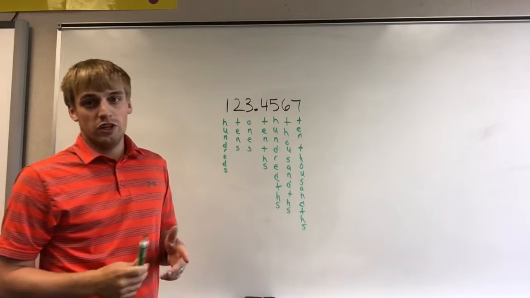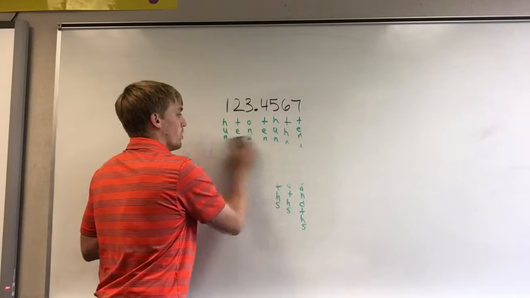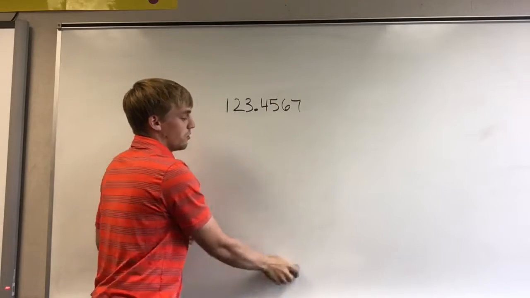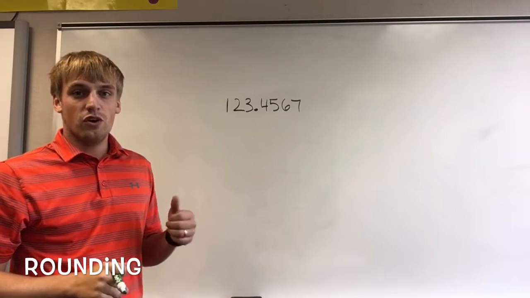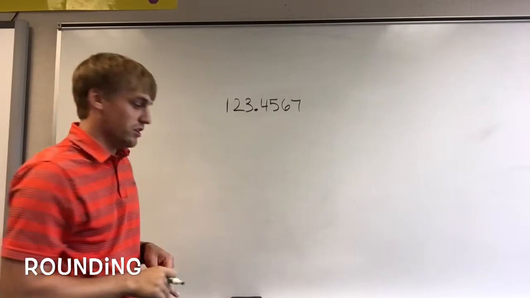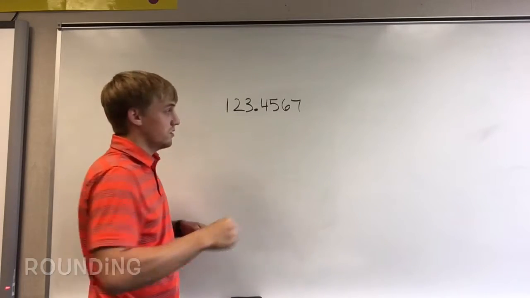Okay, so why do we need to know this? Well, we need to know this for rounding. Okay, so when we round numbers, let's say I wanted to round to the thousandths place, I'm going to have to know which number is in the thousandths place. So in this case, the thousandths place was the 6.